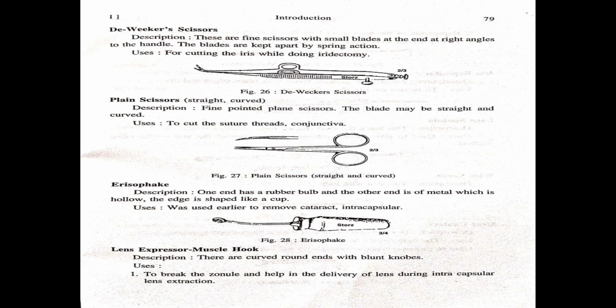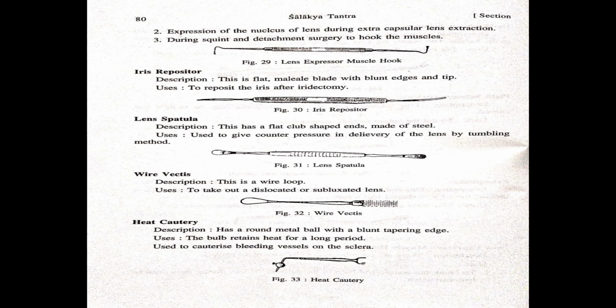Figure 28: Aerophake. Lens expressor muscle hook. Description: there are curved round ends with blunt knobs. Uses: 1. To break the zonule and help in the delivery of the lens during intracapsular lens extraction. 2. Expression of the nucleus of the lens during extracapsular lens extraction. 3. During squint and detachment surgery to hook the muscles.